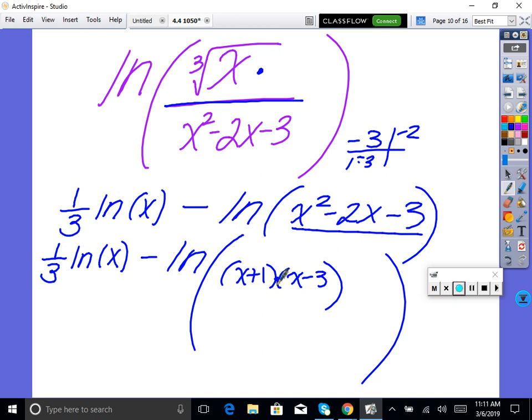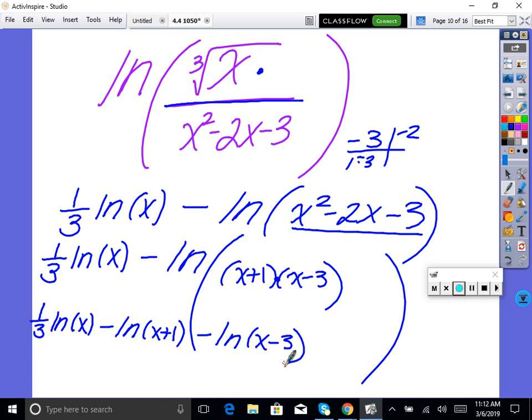When you multiply, you add. So can't I split that apart one more time? So now we have 1/3 ln of x minus ln of x plus 1, and then don't I need another minus sign? Minus ln of x minus 3. Okay, so just watch. If you're expanding a logarithm and the quadratic factors, factor it, and then it expands one more time because now you have a multiplication sign. Okay. All right, good. We're actually going to be winding down to the end of the lesson.